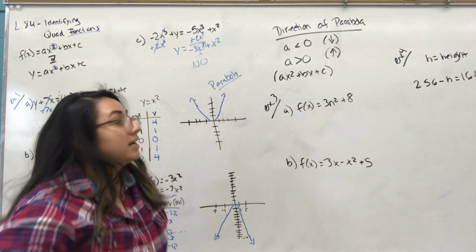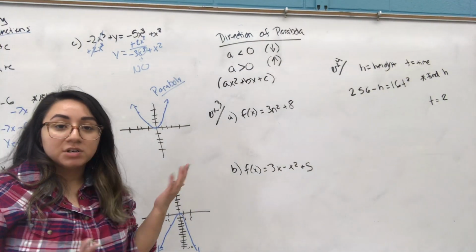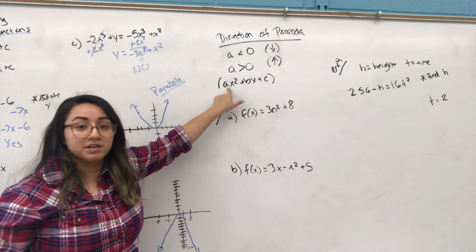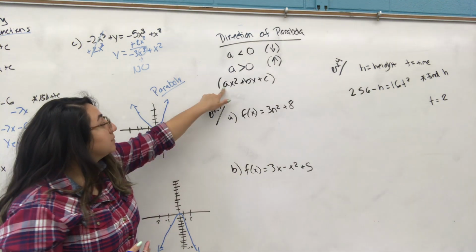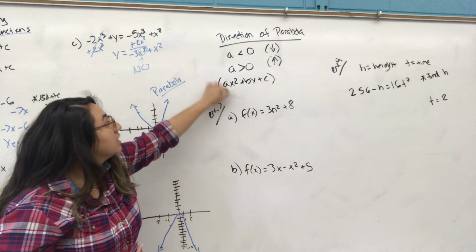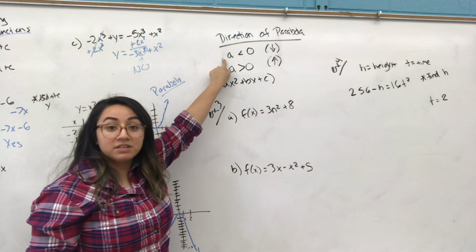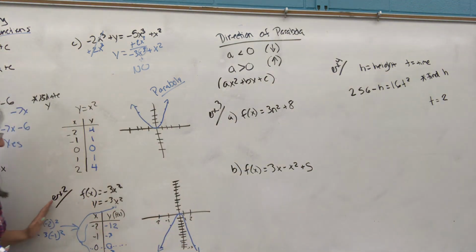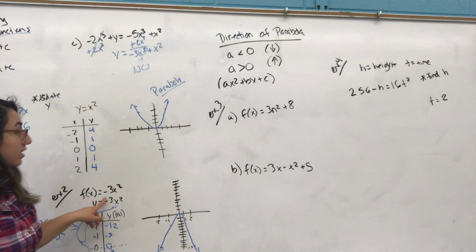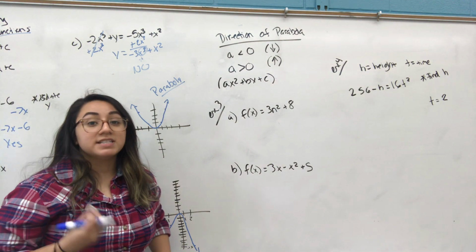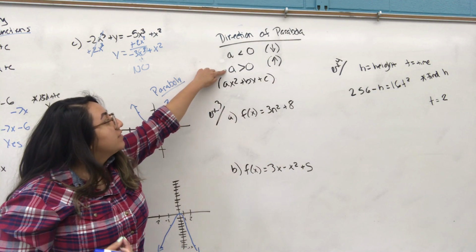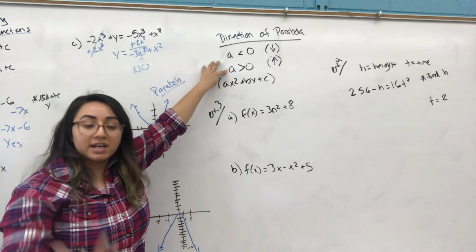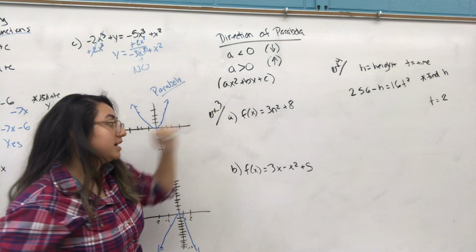Now we learn about directions of parabola. Why is it facing upward? Why is it facing downward? It all depends on the number in front of the x squared. It has to be the x squared. Here, the number in front of the x squared, if it's less than 0, it's a negative number. That means your graph is facing downward. So in this example here, it's negative 3x squared. A is the number in front of the x squared. It's negative, so it's facing downward. If it's facing upward, that means the number is positive. So x squared, 3x squared, 7x squared. It's a number that's positive.